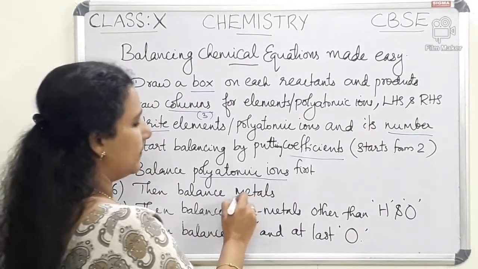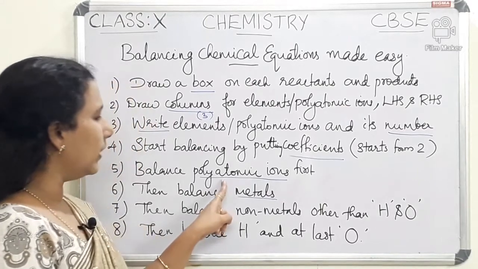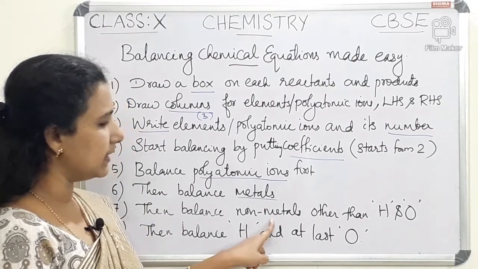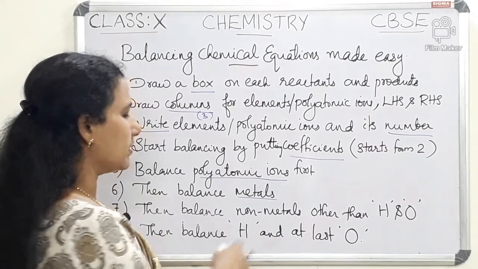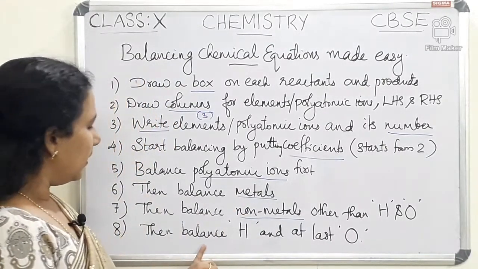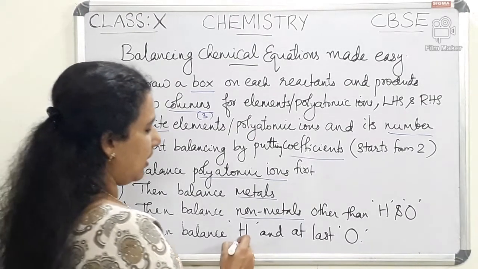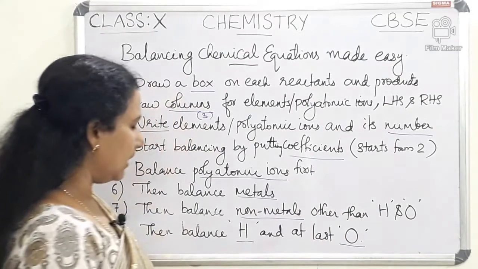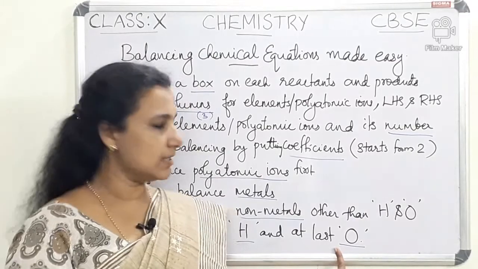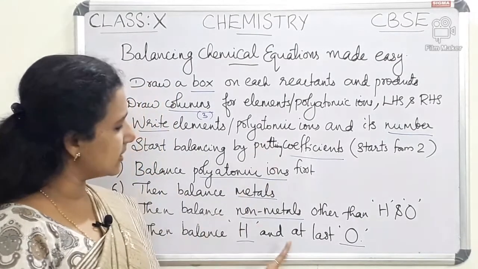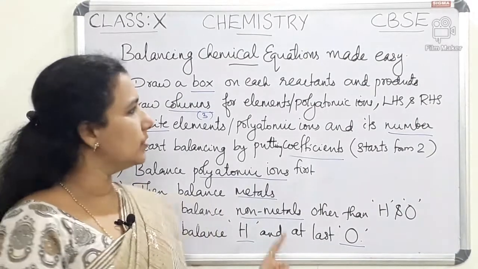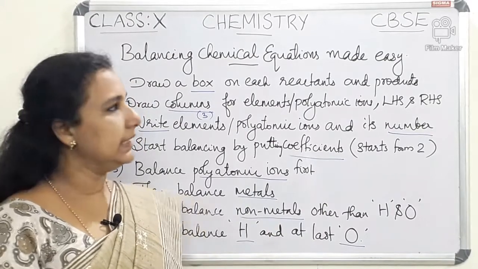Then balance metals. After polyatomic ions, you can balance metals. Then comes non-metals other than hydrogen and oxygen. After balancing metals, you have to balance non-metals. Then balance hydrogen, and at last, oxygen. These are the steps to be noted before balancing a chemical equation. This will help you to balance the chemical equation easily and faster.